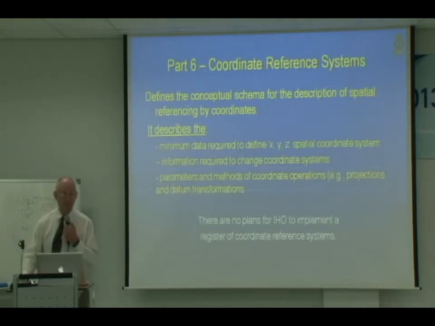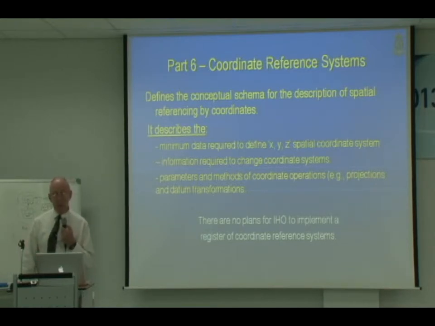All right? Part 6, coordinate reference systems. Conceptual schema for describing the spatial referencing by coordinates. Okay? Now, you can see the description here. Defines minimum data for X, Y, Z spatial coordinate system, change coordinate systems, parameters and methods of operations, projections and datum transformations. Hold on. Do we have to worry a lot about this?